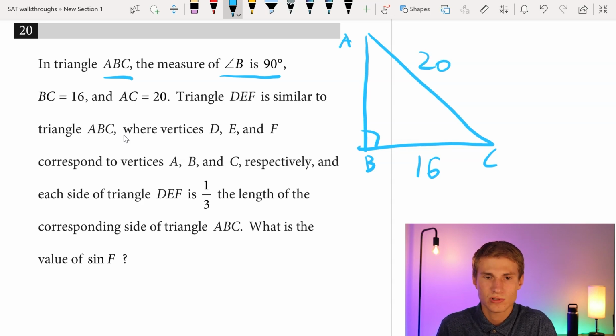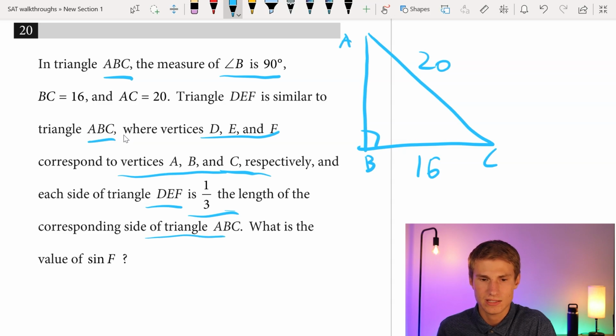Triangle DEF is similar to triangle ABC, where DEF corresponds to vertices ABC respectively, and each side of triangle DEF is 1/3 the length of the corresponding side of triangle ABC. What's the value of the sine of F? Well, the sine of F is going to be the same as the sine of C. Okay, we see that right here.